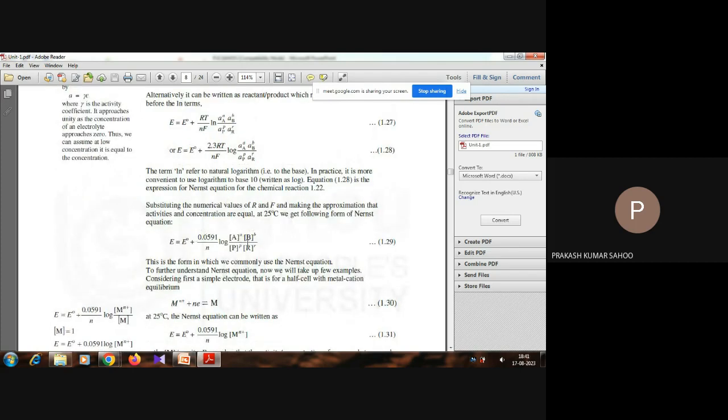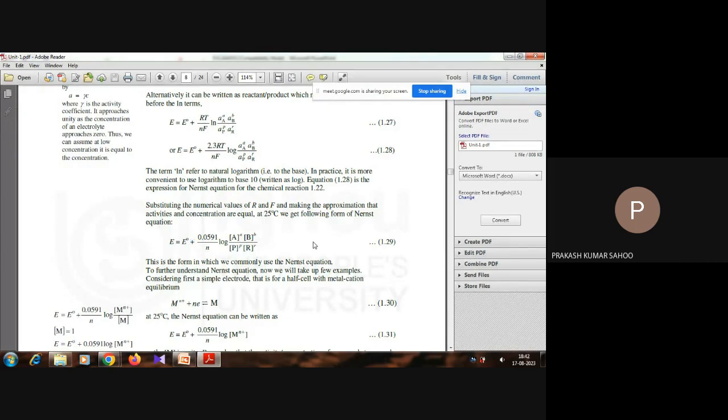If it is minus, then E equals E0 minus 0.0591 by n log of these two, numerator and denominator, reversed. That is p to the power p, r to the power r, divided by a to the power a into b to the power b. So you may use the positive notation or negative notation. If you use the positive, then reactant by product. If it is negative, product by reactant. Okay, this is the Nernst equation.